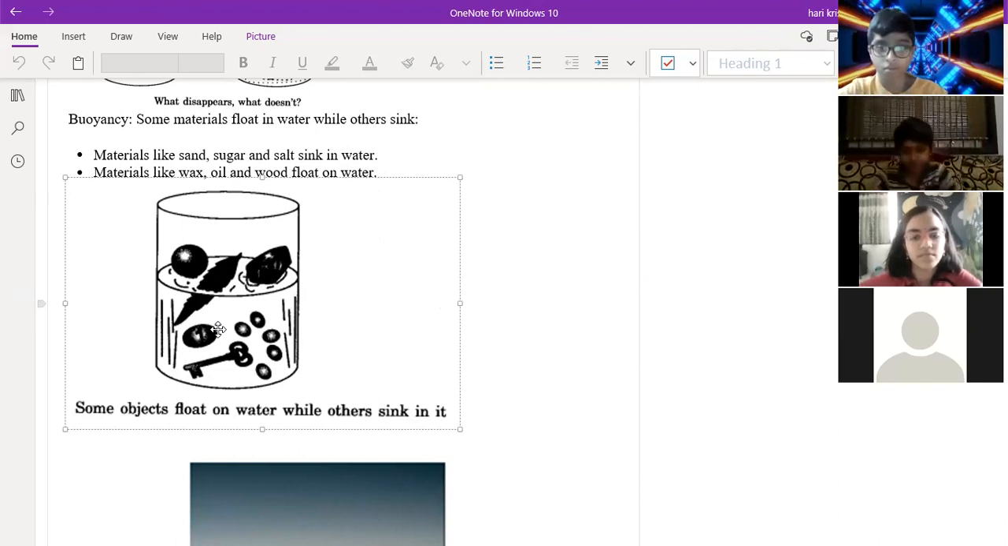Whether a ship is made up of iron or not? Yes, sir, it is. Whether iron has more density than water or not? If you take an iron rod and keep it in the water, will it sink or float? It will sink. Then a large ship is also made up of iron only, right? Sir, because there's a lot of water in the ocean. No, you have to find the answer. That is your homework today.